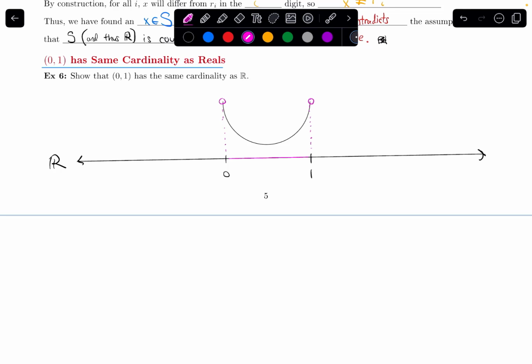And to show that they have the same cardinality, I need to form a bijection between the two things, or a one-to-one correspondence. So I need some way to associate each point on my semicircle with exactly one point on the real number line.